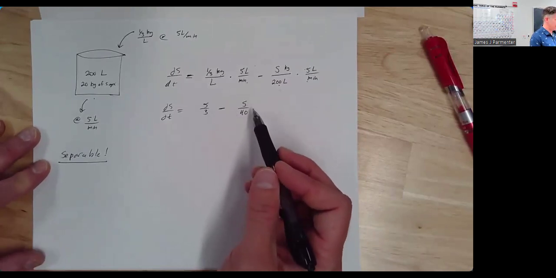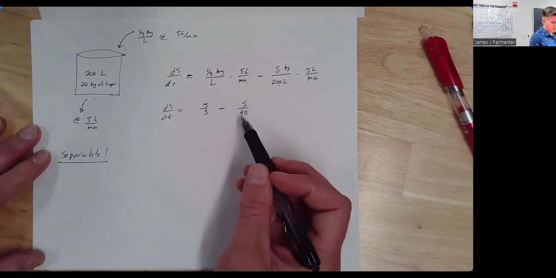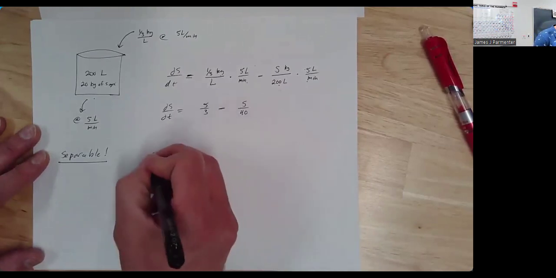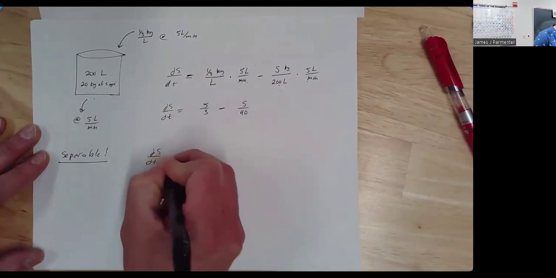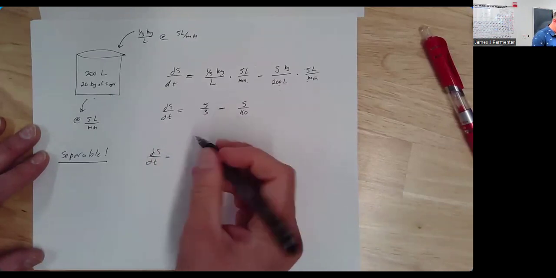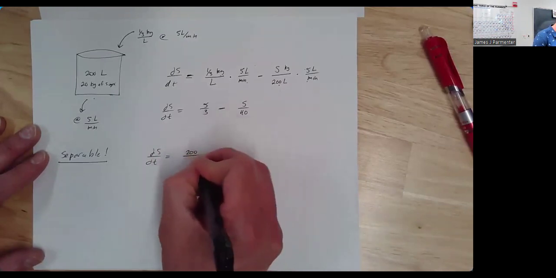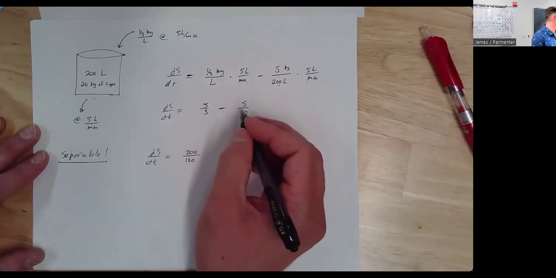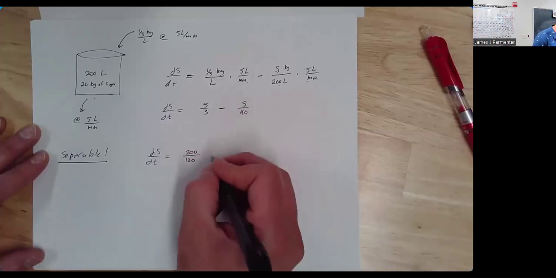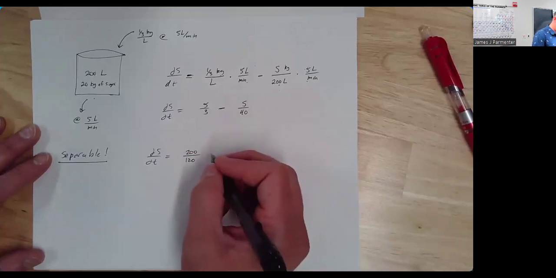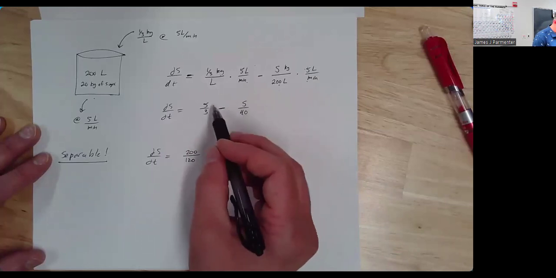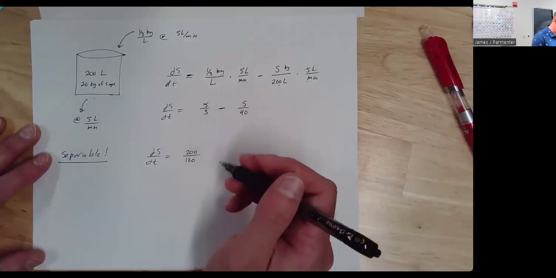Now I think that's kind of terrible. We can make it a little better if we get a common denominator on the right-hand side first. So dS/dt is equal to, I multiply this by 40 over 40, 200 over 120. I'm saying crazy things there. Sorry about that. Make sure your 5 and your S don't look too similar.